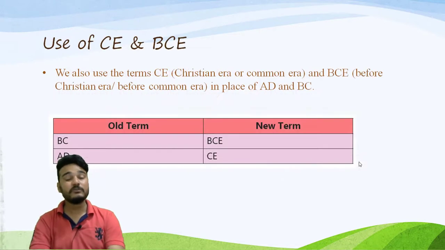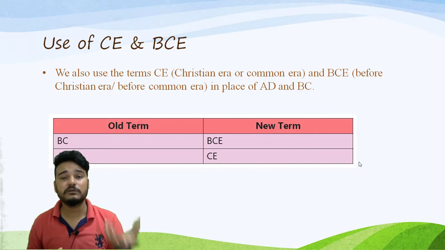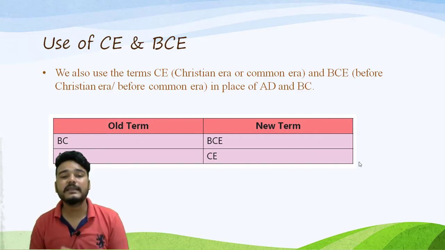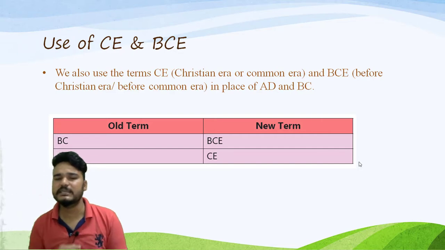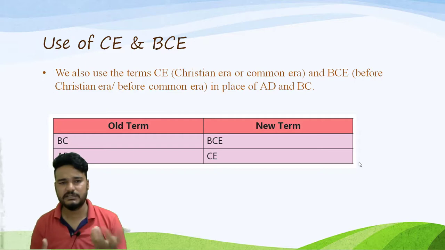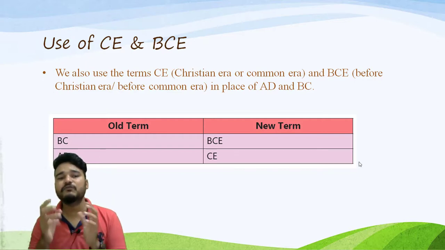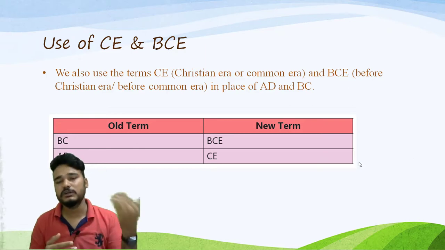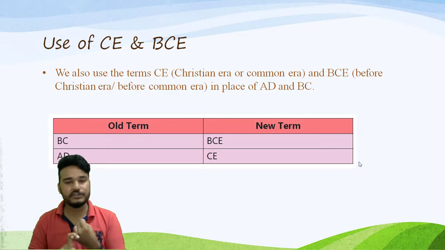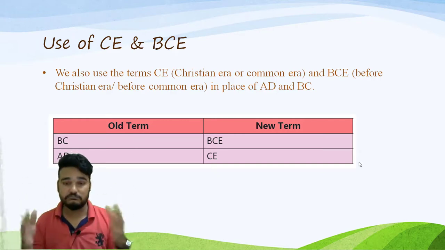Now, if you have seen Google images or Google data of some historians, they have also mentioned BCE and CE. So what are BCE and CE? BCE is also called before Christ era, or before Christian era, or before common era. Era means time period, okay.